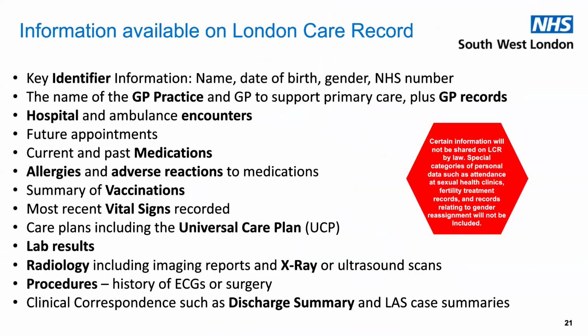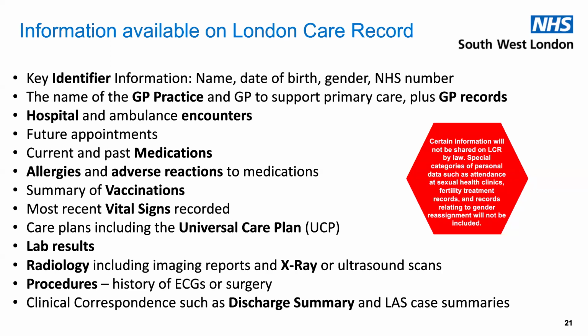And then this is just the types of information that's available in the London Care Record, the key identifier information, so they can confirm that that's the correct resident, and then the name of the GP. Some homes, not many, have access to GP Connect, which gives them GP records. A number don't. So now with the London Care Record, they'll be able to view the GP records.